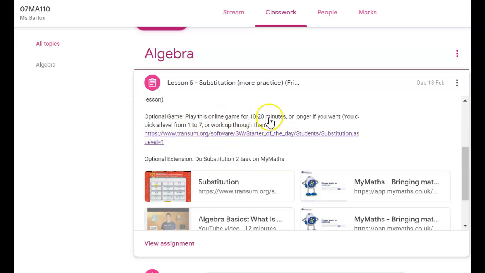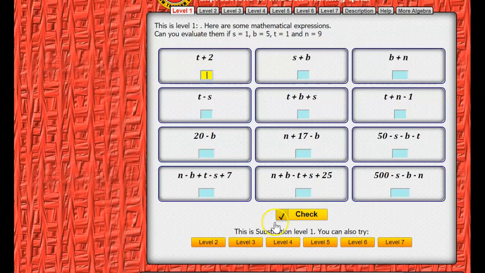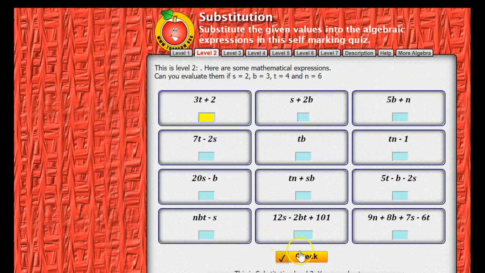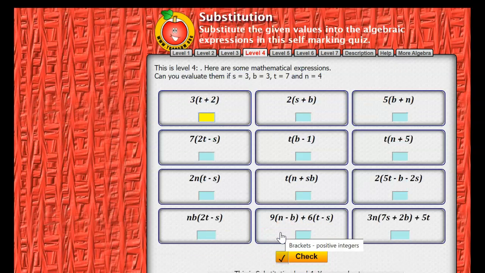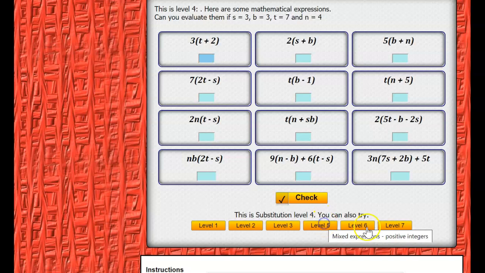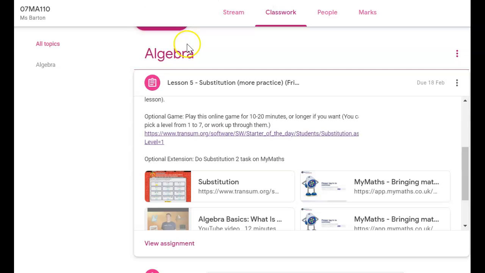So there's the game we looked at yesterday that you can have a bit of a play on. If you were on the lesson yesterday, if you've watched the video, you'll have seen this before, and you can work through the different levels. It gets harder. You get negative numbers as you move up, and then you get decimal numbers as you move up further, and then you get negative decimal numbers and squares and divides, and it gets harder as you go along, so that would be really good practice.